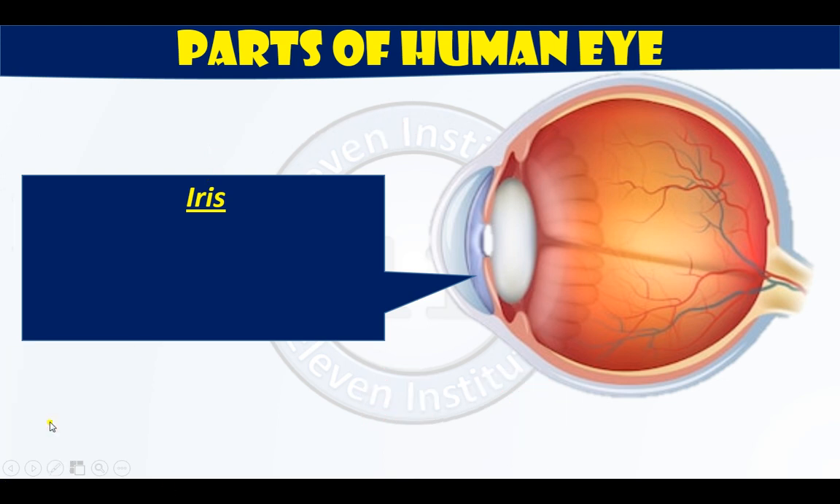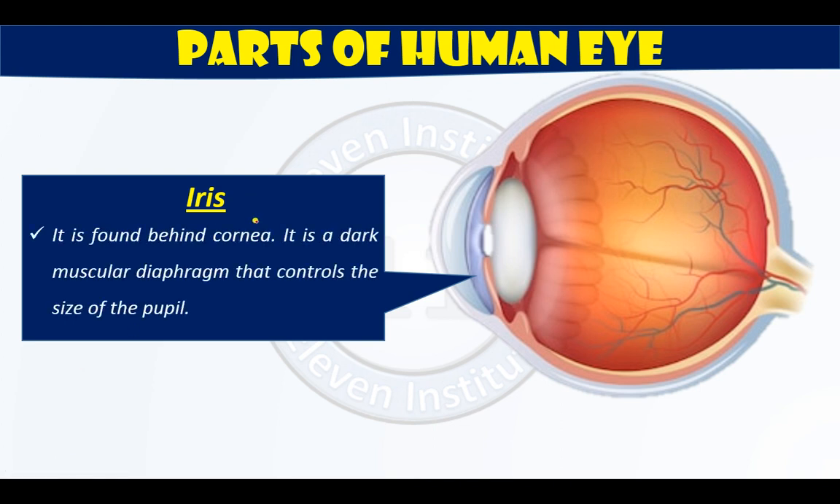Now let us see what is given in the textbook. It is found behind the cornea. It is a dark muscular diaphragm. Dark, it is responsible for the color. A dark muscular diaphragm that controls the size of the pupil. How it controls the size of the pupil, I have explained. It will control the size of the pupil by contraction and relaxation. Why contraction and relaxation? Because it is muscular and you know that muscles can contract and relax. So when it contracts and relaxes, the size of the pupil will increase or decrease. I hope this is clear to you.